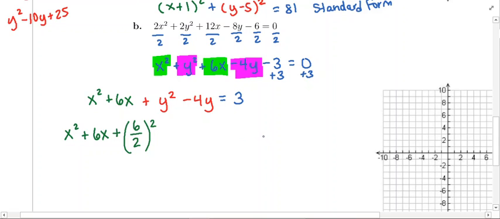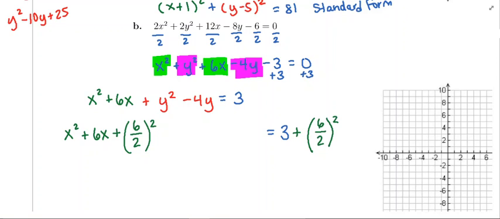We've got to keep our equation balanced. So there's already a 3 on the right side of the equation. To keep the equation balanced, we're also going to have to add this new piece, so 6 divided by 2, that result squared. So we have completed the square in x. Now we have to do it to y.